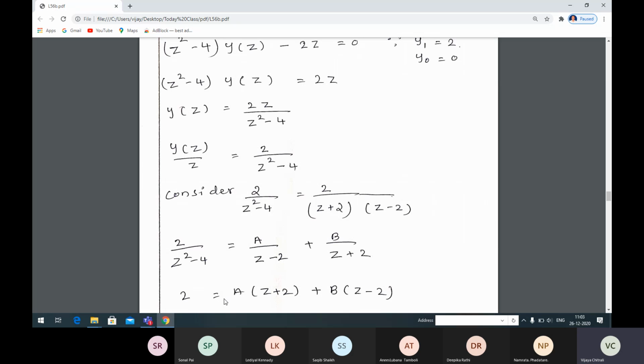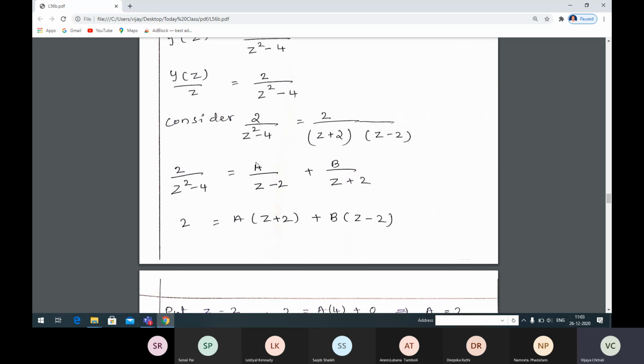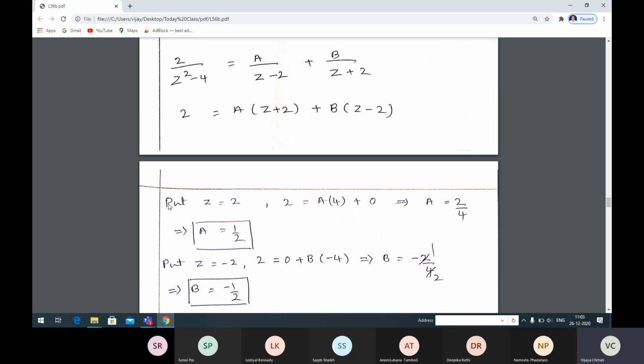So 2 is equal to, taking LCM and cancelling the denominator on both sides, 2 is equal to a into z plus 2, plus b into z minus 2. Now by proper substitution of z, we need to find a and b. So substitute z is equal to 2. So 2 is equal to a into 2 plus 2 is 4, and plus b into 2 minus 2 is 0. So 2 is equal to 4a. A is equal to 2 by 4, or a is equal to 1 by 2.